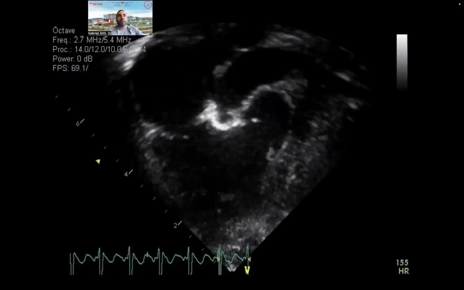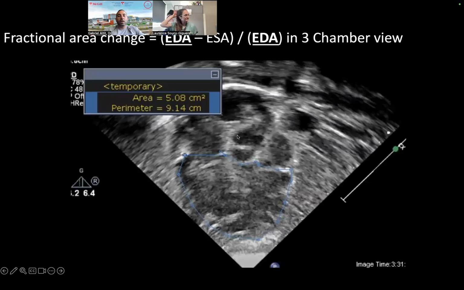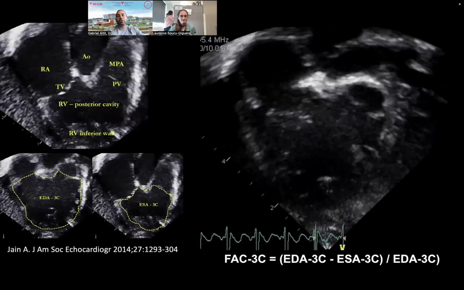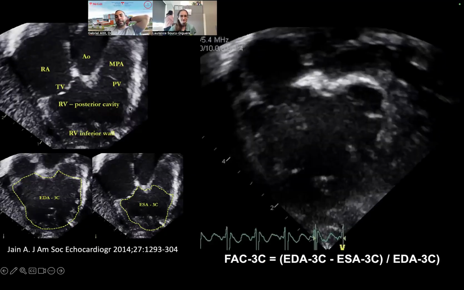So it's another good assessment of your RV function. So again, posterior, anterior, RVOT, pulmonary valve with the RVOT just under, and tricuspid valve here that is open. And you can also do your area in diastole, systole, and then do your fractional area change. So that's one of the things that is recommended by the guidelines.